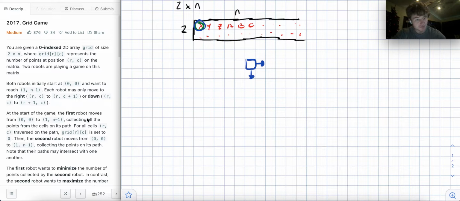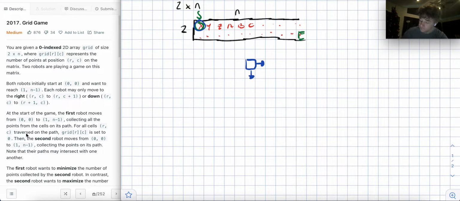At the start of the game, the first robot moves from (0, 0) to (1, n-1). So they start here and they end here at the edge, right? Whatever that bottom edge is. So they go from one edge to the other, going right and going down, collecting points from the cells on its path. For each cell that it traverses, the value of that will be set to 0.